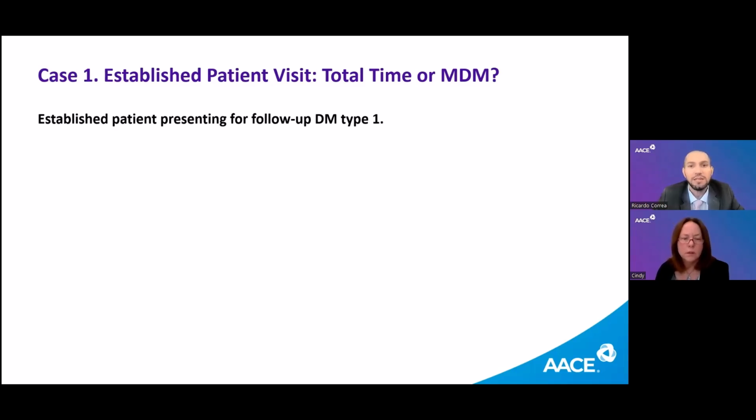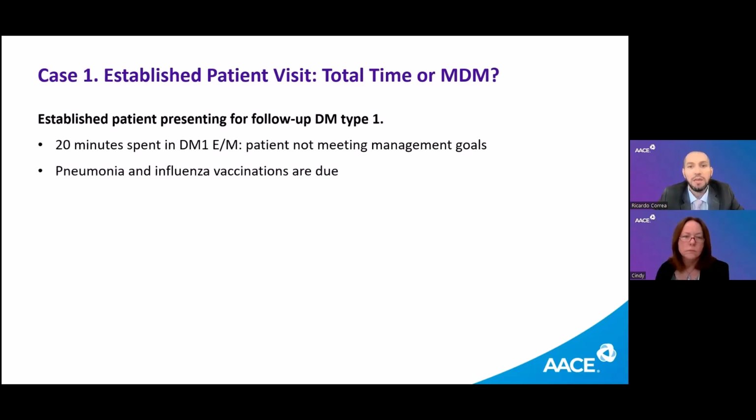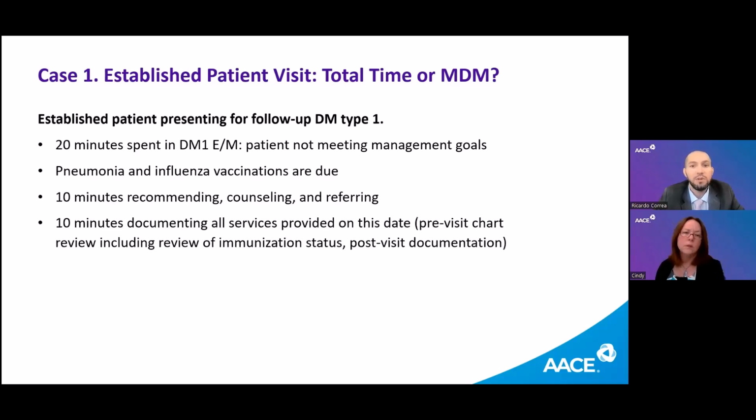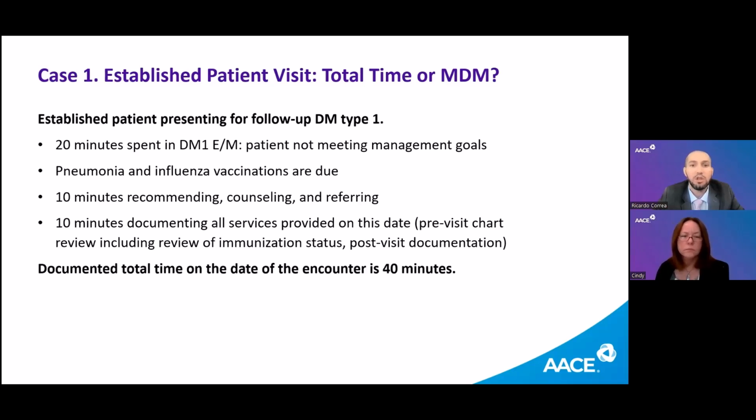So the first case is an established patient presented for follow-up of diabetes type 1. 20 minutes was spent with the patient in E&M, but the patient does not meet criteria for management goals. Pneumonia and influenza vaccines are due. 10 minutes recommending, counseling and referring, and 10 minutes documenting all service provided on this day, including pre-chart review, including review of immunization status, and post-documentation. So the documented total time on the date of the encounter was 40 minutes.